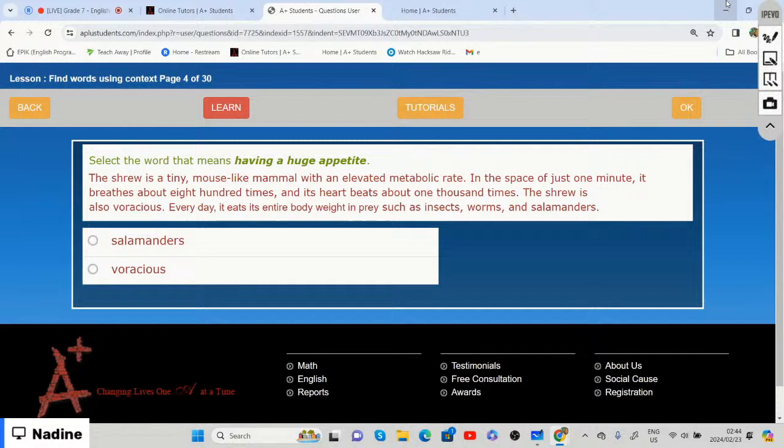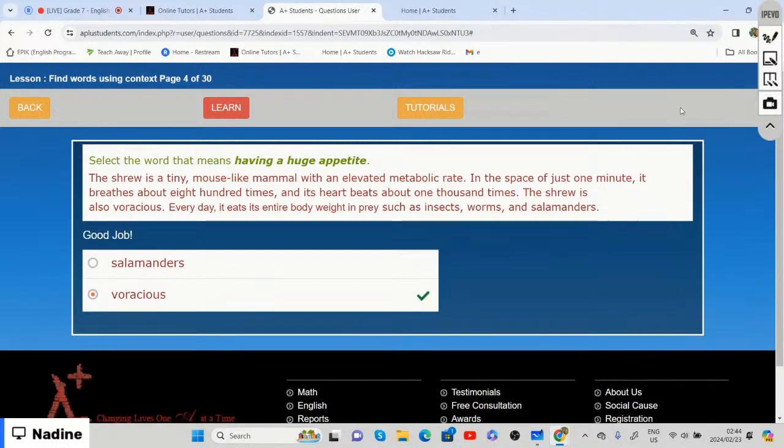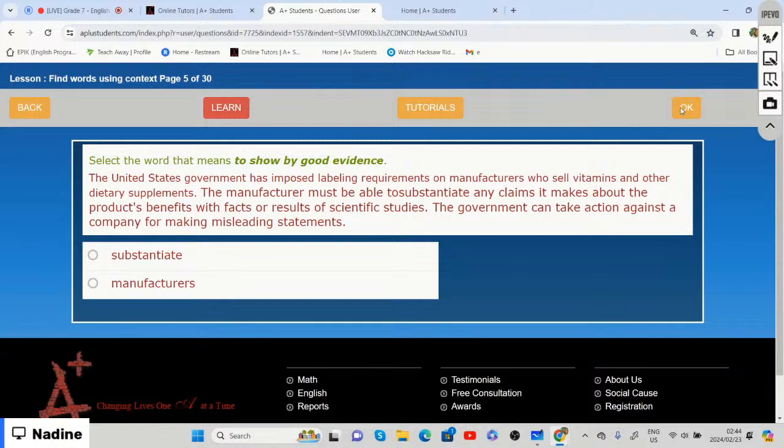And if we find words within our sentence, or let's say context within our sentence, that will basically tell us what having a huge appetite means, then it says that the shrew is voracious and every day it eats the entire body weight in prey. So that is telling us that voracious means having a big appetite or a huge appetite. So voracious, big appetite or huge appetite.